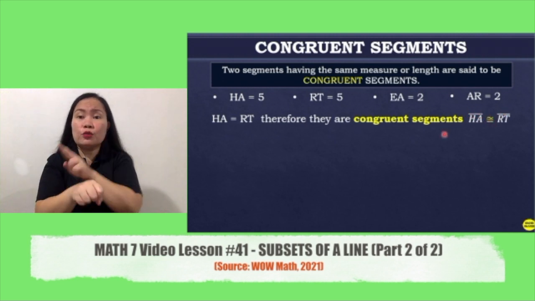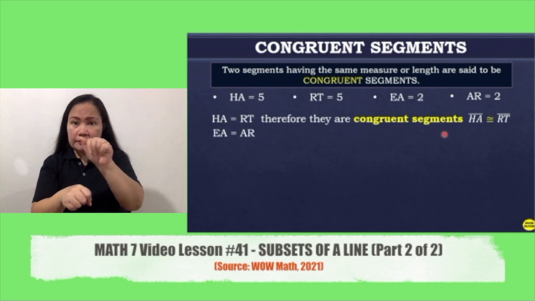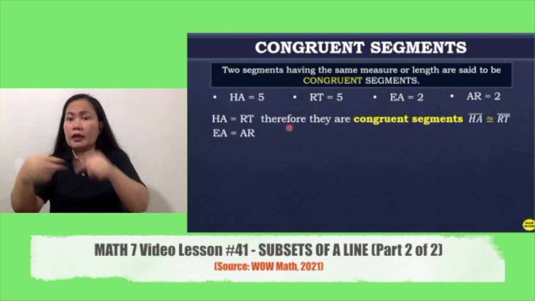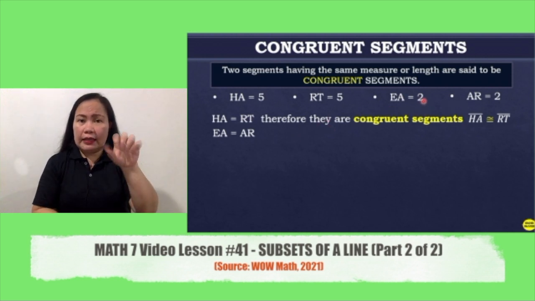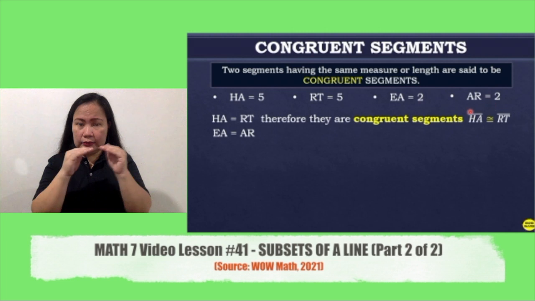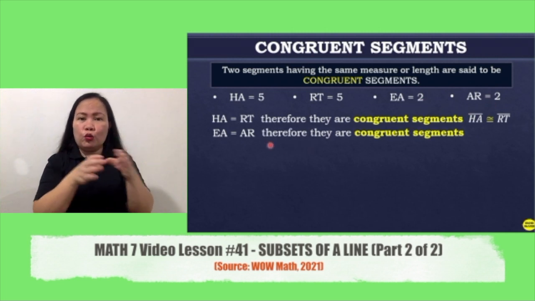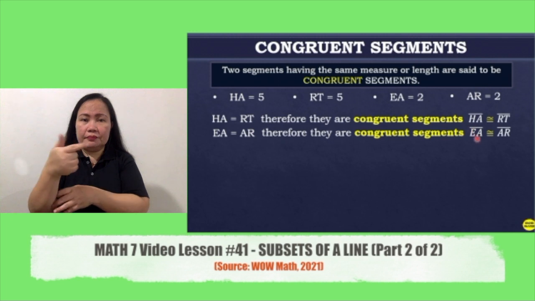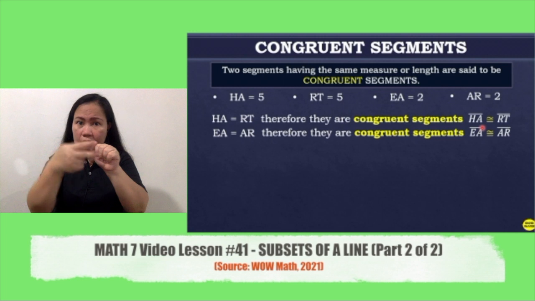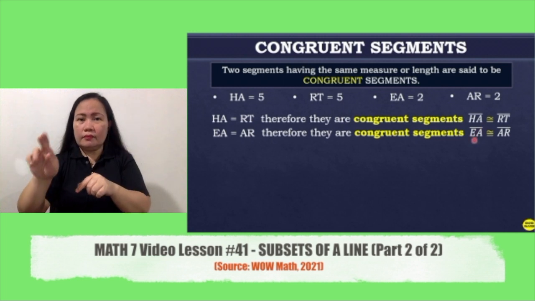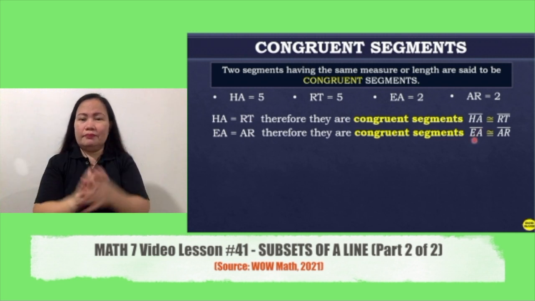Okay? So, meron pa tayong isa. Later, I will explain why. So, I also have EA is equal to AR kasi as you can see, they both have a measure of 2. Okay? So, pareho silang 2. So, therefore, they are also congruent segments. Okay? So, kung congruent segments sila, therefore, line segment EA is congruent to line segment AR. Okay? Line segment EA is congruent to line segment AR.